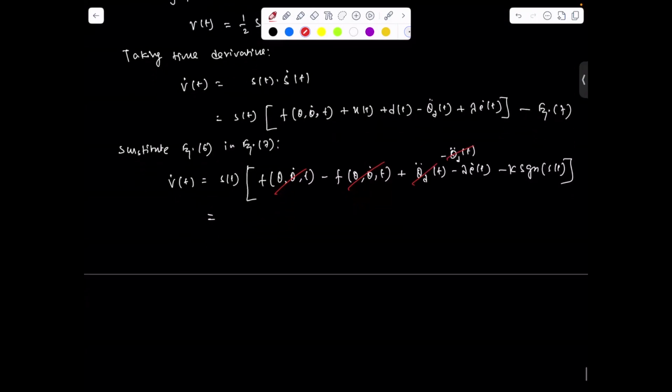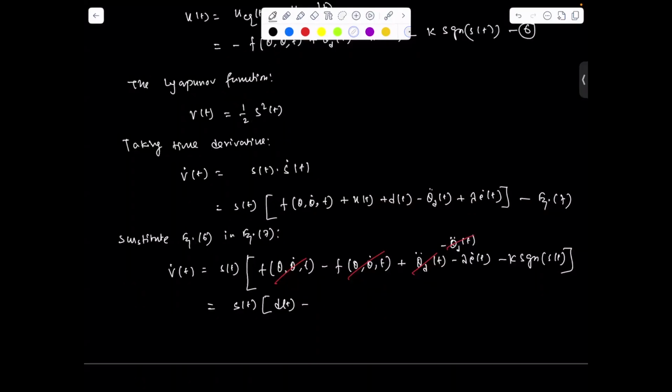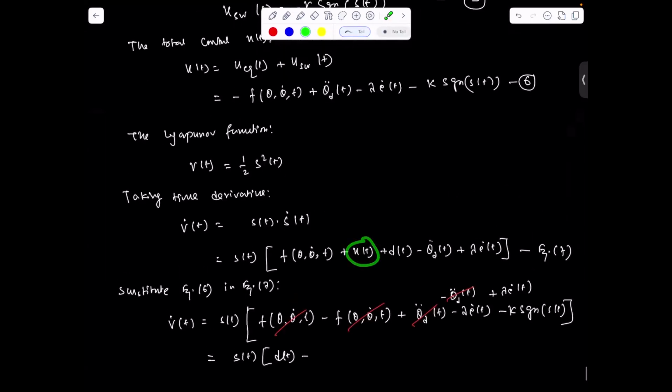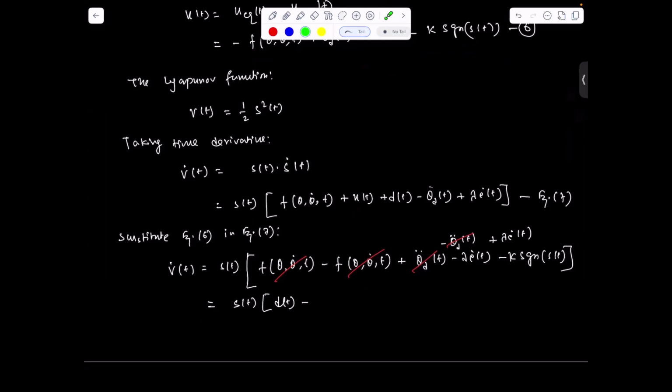So from this we can write s t into d t minus, okay, I have also missed another term here, plus lambda e dot t, because we are substituting the value of u of t here, which is defined by this expression. So it should come here. So again, both the terms would cancel out, this term and this term.